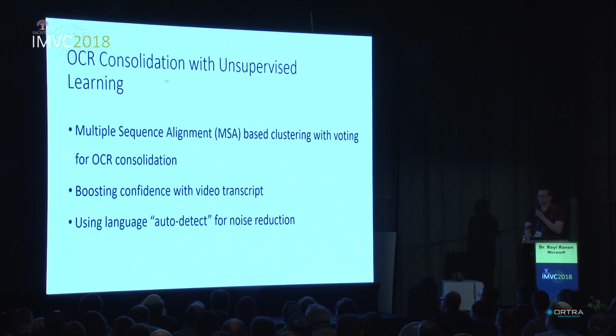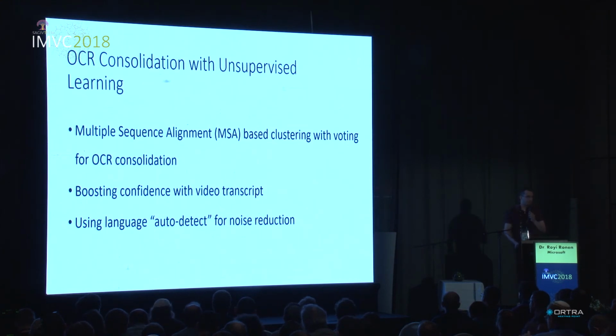We also boost the confidence with the video transcript. So if we have a tie from the visual channel, we can break the tie with the transcription from the audio channel. And we also use language auto-detection in order to reduce the noise. This is actually the simplest step. Because we are doing multi-language detection, there is a long tail distribution, and we only take the most popular languages. On a benchmark, this increases the effect of noise filtering dramatically. It reduces the noise significantly just by taking a few languages, but that's easy.